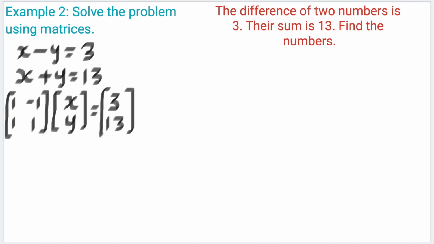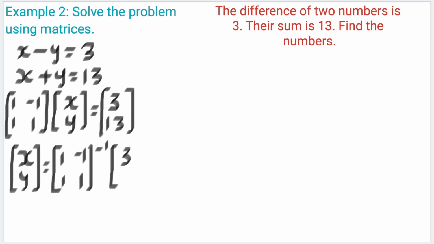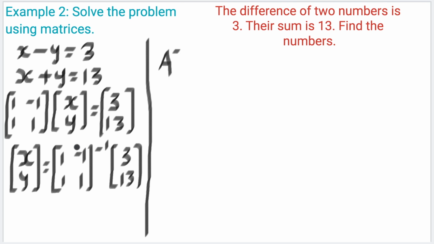So the next part is now we write the expression where we're going to have only the variable on the left side, and then we are going to find the inverse of our given matrix and then multiply by the solutions, the 3 and the 13. So when you multiply the result 3 and 13 by the inverse, that will give us the values of x and y.